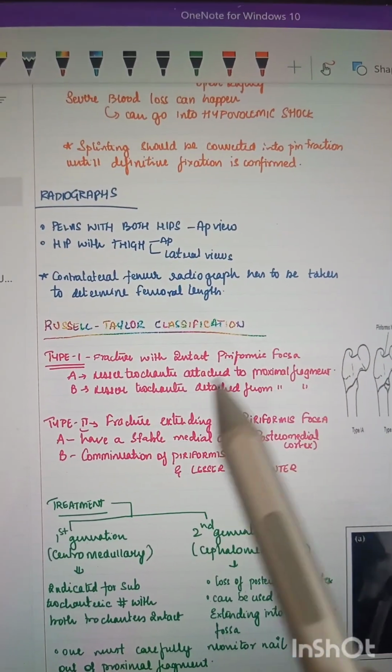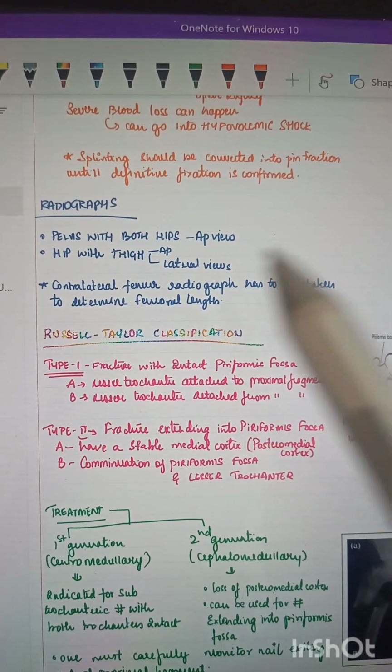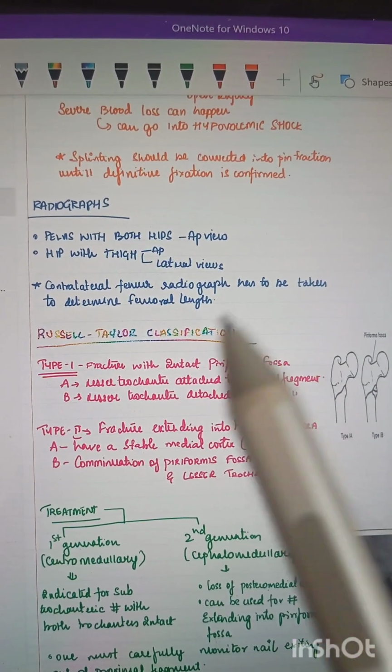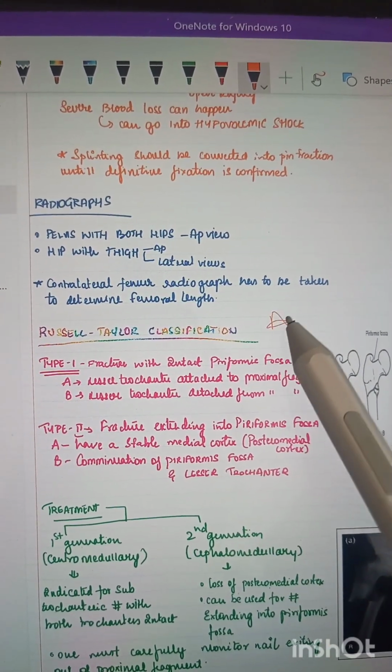So next comes classification for subtrochanteric fractures. The classification for subtrochanteric fractures is Russell-Taylor's classification.